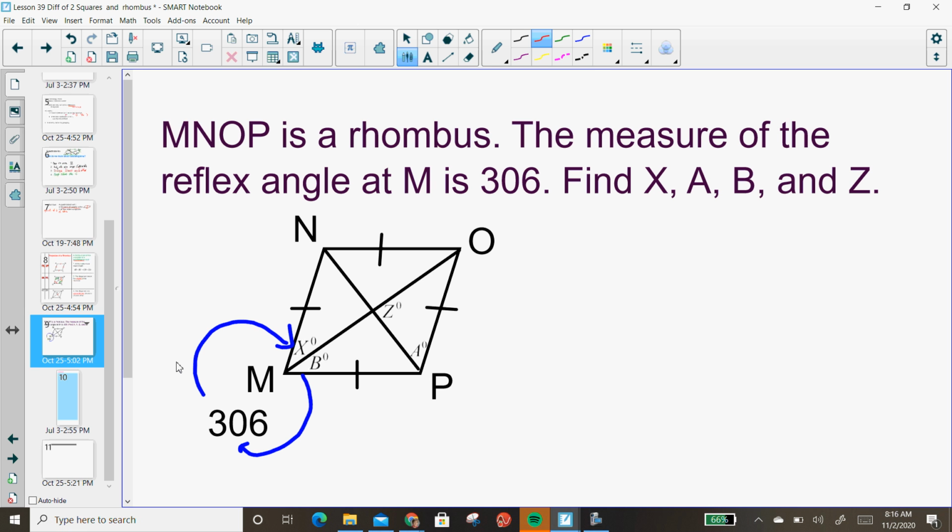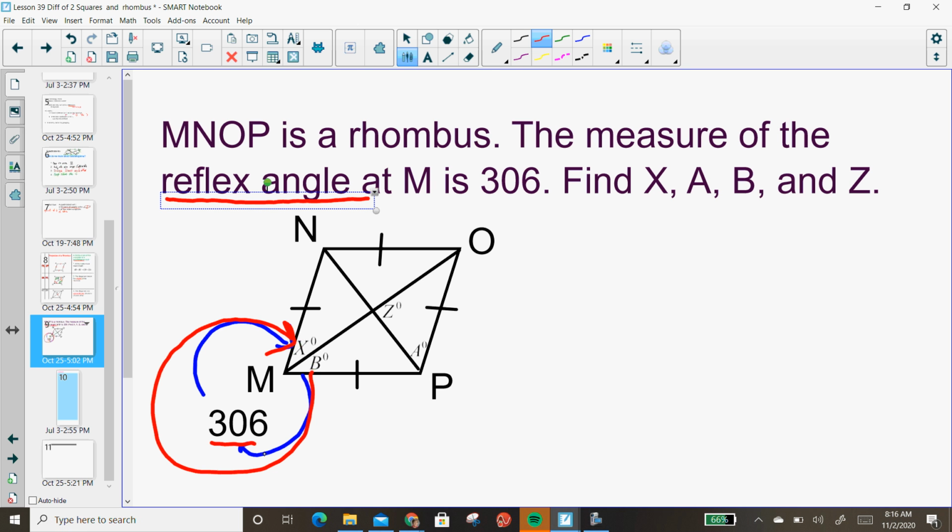New definition for you guys is a reflex angle. That means not the angle on the inside of the rhombus, but if we start here and go all the way around like that, that is 306 degrees. So that's a new definition. If we go around on the outside, that's our reflex angle. Now we want to find X, A, B, and Z.